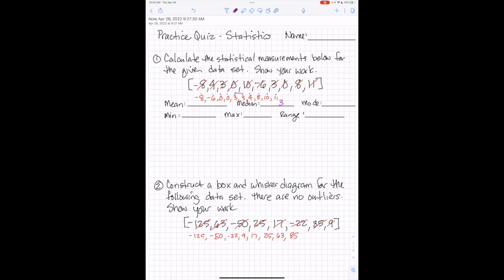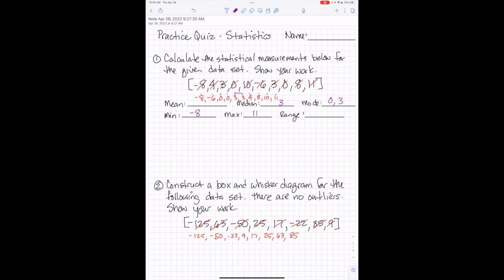The mode are those values that show up multiple times, and it's the ones that show up the most. Well, I actually have two modes here because 0 shows up twice and 3 shows up twice. So the mode is 0 and 3. The min is easy, that's -8. The max is easy, that's 11.